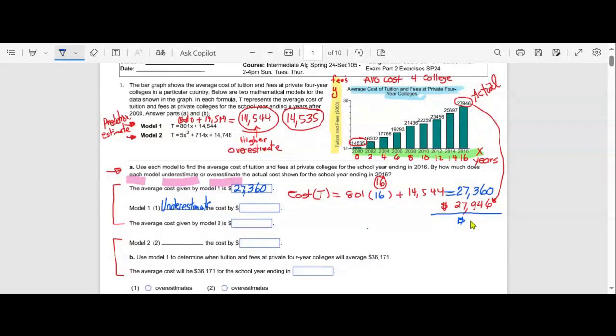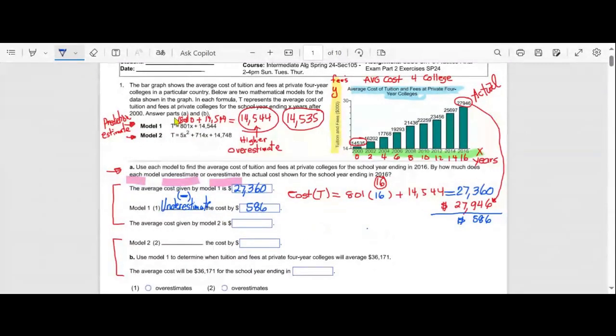Use the calculator. 272. Are you sure? Minus 586. So it's an underestimate. That means it's minus, right? Yes. Underestimate means it's minus. Okay. By how much? $586.